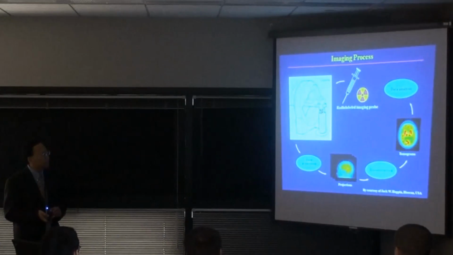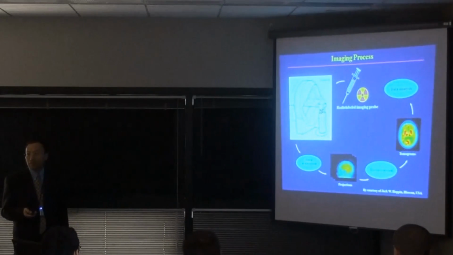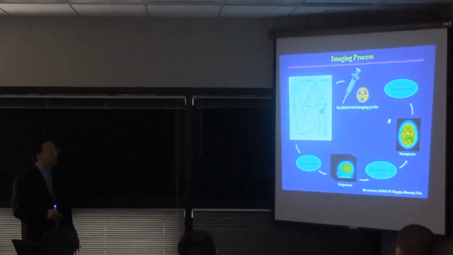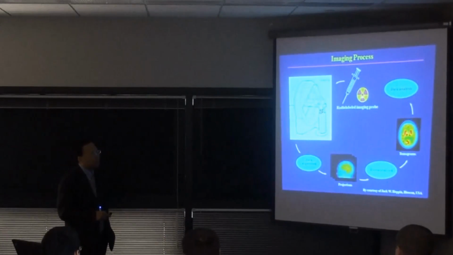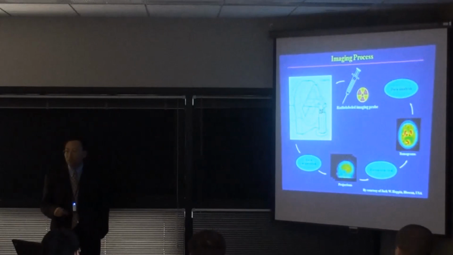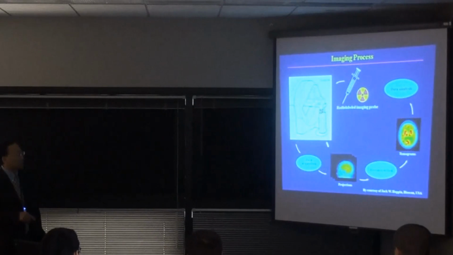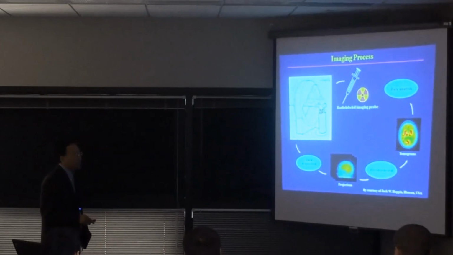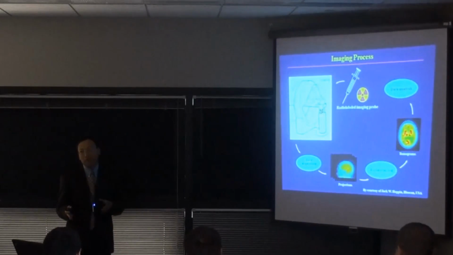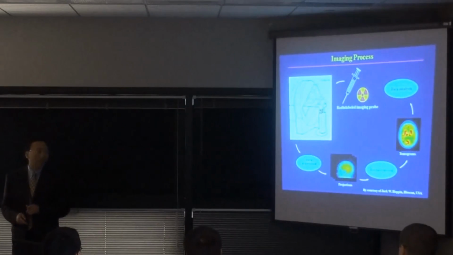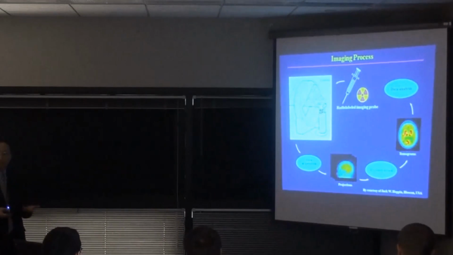This slide gives you an idea about the clinical imaging process. First of all, you inject a radiolabeled imaging probe into a patient, and after a certain period of time, the patient lies down under the camera for data collection. The data collection generates a lot of projections, and through the reconstruction process, it generates tomograms. Then the radiologist looks at these pictures and diagnoses the disease.